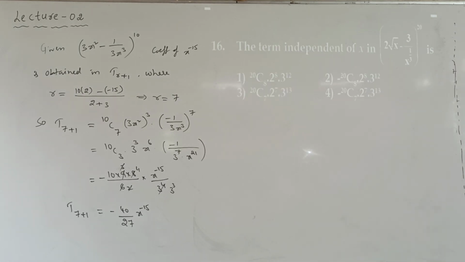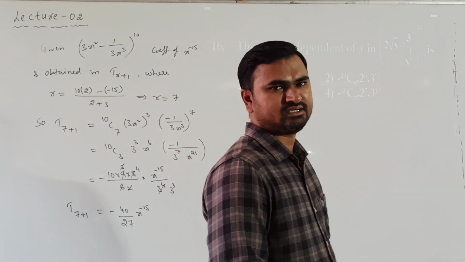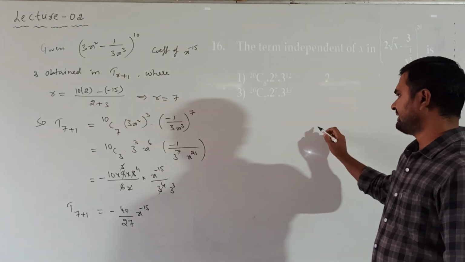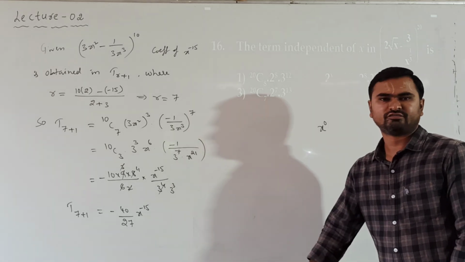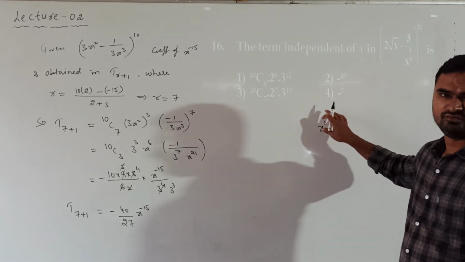The term independent of x in the expansion 2 root x minus 3 divided by x to the power of 1 by 3, whole power 20, is. Now we need the term independent of x. Now when can we say that a term is independent of x? A term is independent of x means what should be the power of x? Power of x should be 0. Then we can say that it is independent of x.